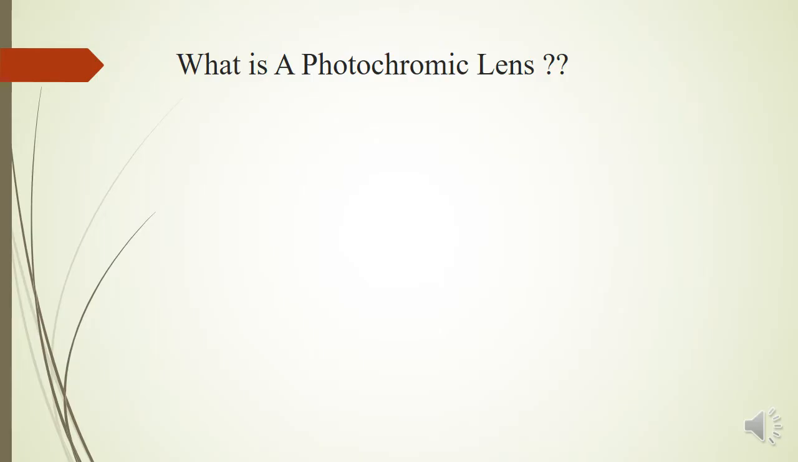So what is a photochromic lens actually? The term photochromic means a change in color when a particular amount of light is incident onto a lens. We have two kinds of lenses, non-photochromic and photochromic. A non-photochromic lens will not change its color when a particular wavelength of light is incident onto it, whereas a photochromic lens kept under a particular wavelength of light will change its color and become darkened, or rather change from transparent to a colored lens.